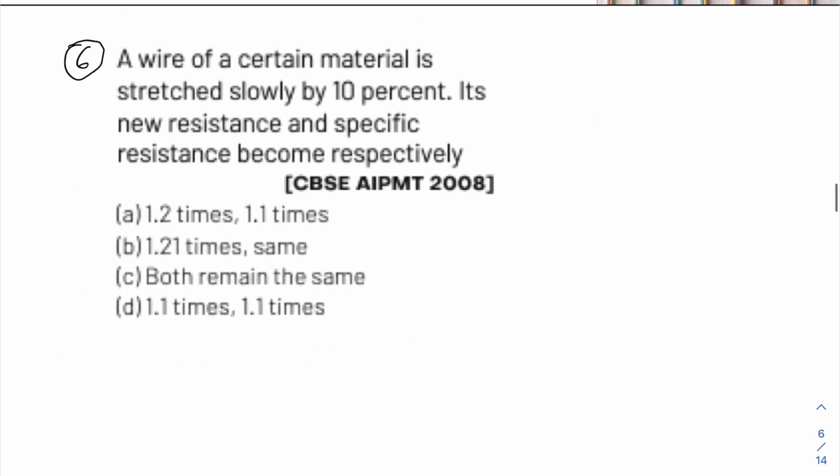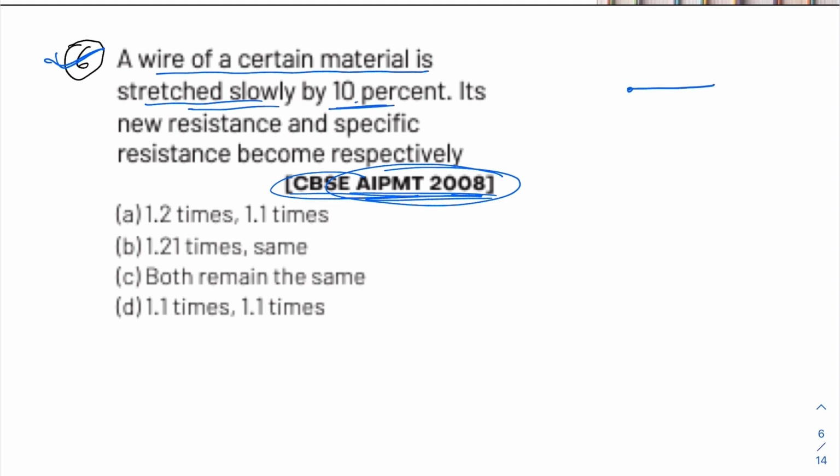Now next, question number 6. This is also a previous year NEET question, okay. Now we will solve this question number 6. A wire of certain material is stretched slowly by 10%. Suppose this is your wire, okay, it has length L, area A, and the material has resistivity rho, and it has a resistance R, let it be.